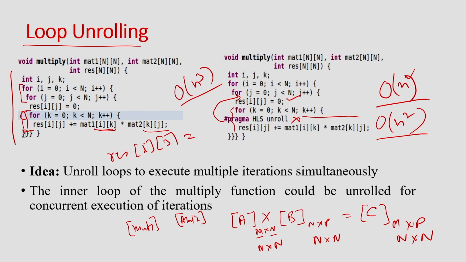I am assuming that all these operations execute in a constant number of time steps, right. Similarly, if you put this unroll on the topmost loop, then every loop will be unrolled, and there is no loop at all, right.